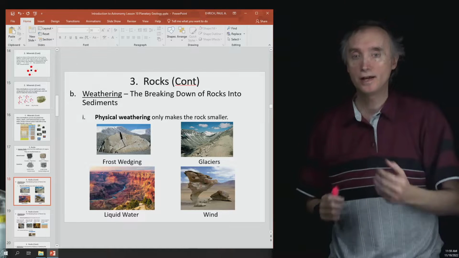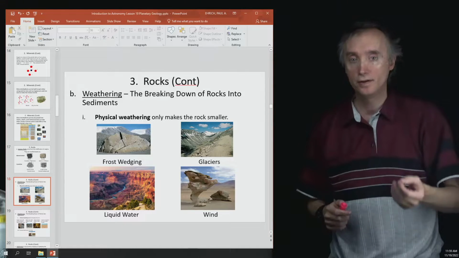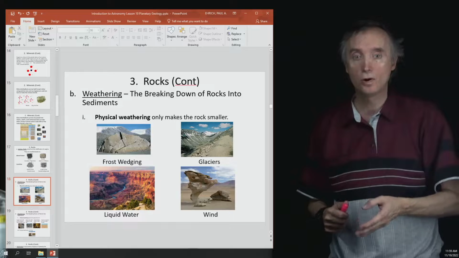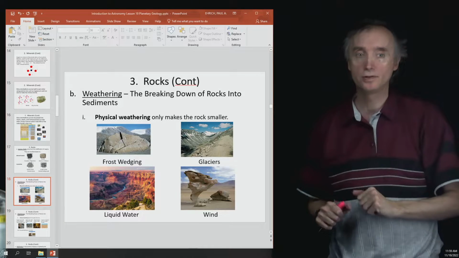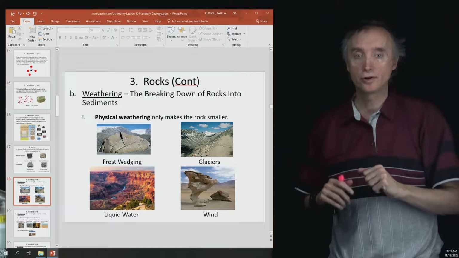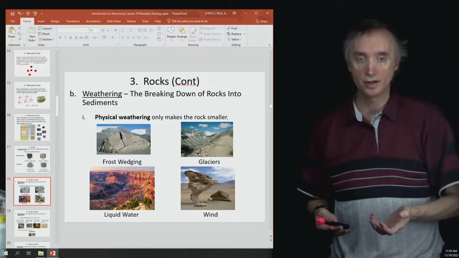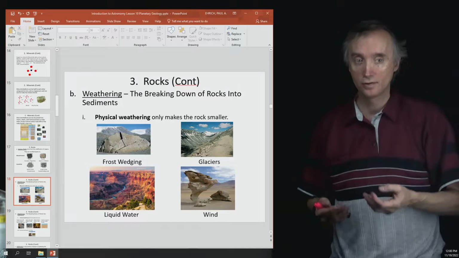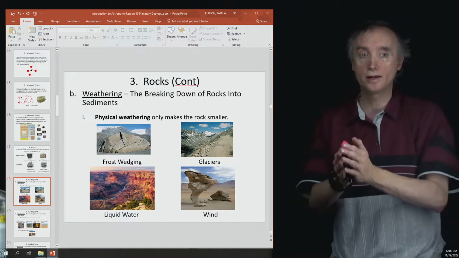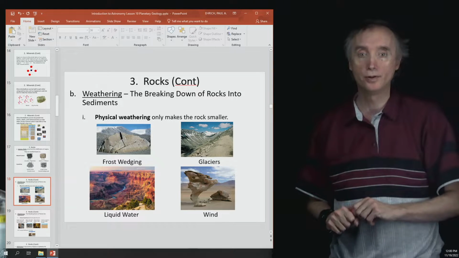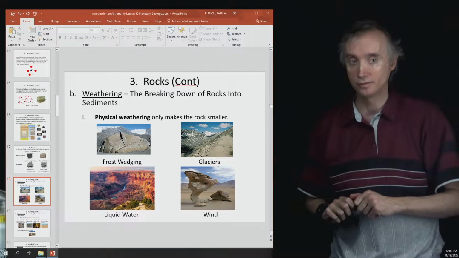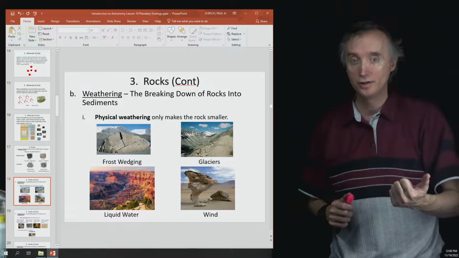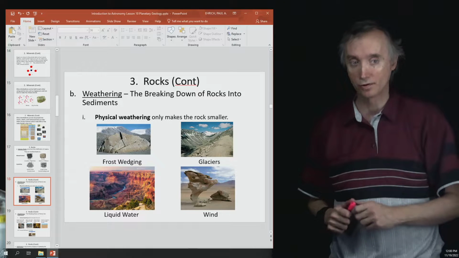And then during the daytime, it warms up, the ice turns into water again, and then the water seeps a little bit deeper into the cracks, and then during the nighttime, or when it gets cold again and it freezes, the ice expands, and again it breaks the rock open a little bit more. So it doesn't change the chemical composition. If you start with granite, you just end up with smaller pieces of granite.